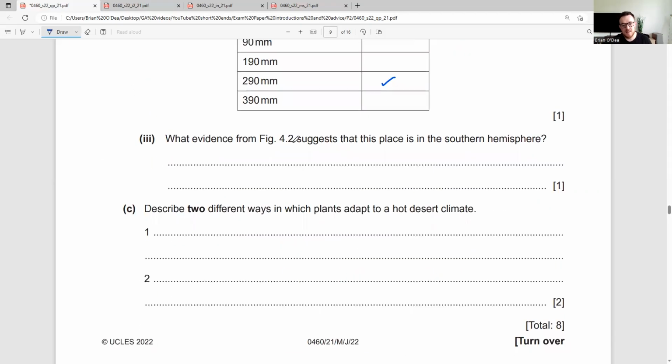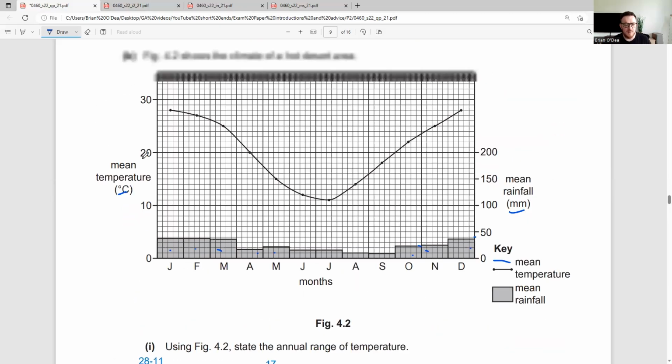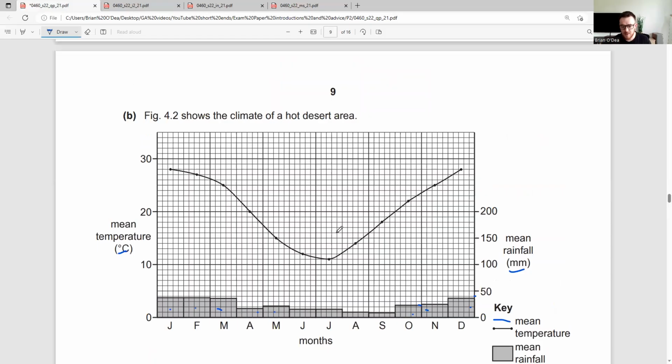So the evidence in 4.2 suggests that this place is in the Southern Hemisphere. So why is it the Southern Hemisphere? Well, in this case, if any of you live in the northern hemisphere, some climates in the southern hemisphere are a little different, but in terms of temperatures, you should at least see some distinctive differences. So, for example, the lowest temperatures are in June, July. The highest temperatures are in January and December. So this would probably indicate that we're in the southern hemisphere.